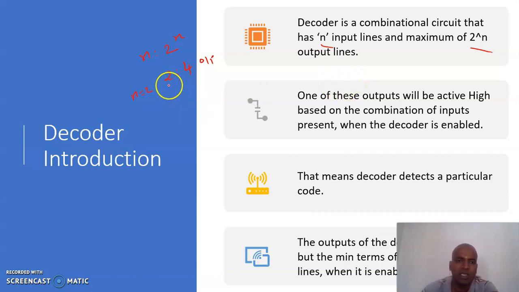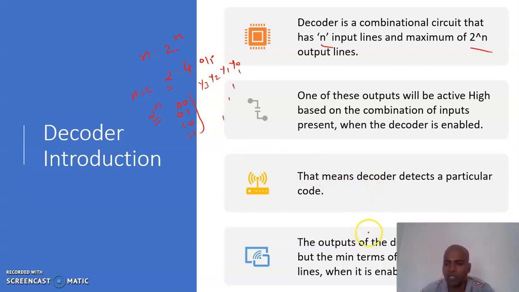So here there are 2 inputs, so 2 power n, that is 4, possible combinations are there. The combinations are 00, 01, 10, 11. For each and every combination, any one of the outputs should be 1. Those 4 outputs are Y3, Y2, Y1, Y0. For the first combination, any one of the outputs is 1; second combination, any one of the outputs is 1; third combination, any one of the outputs is 1; and fourth combination, any one of the outputs is 1. It means the decoder detects a particular code.